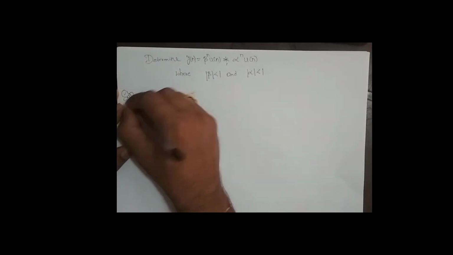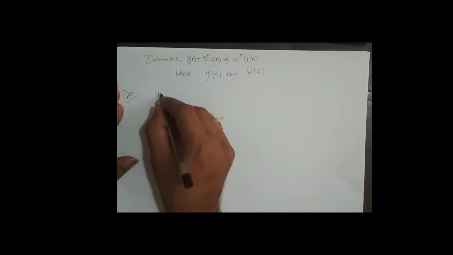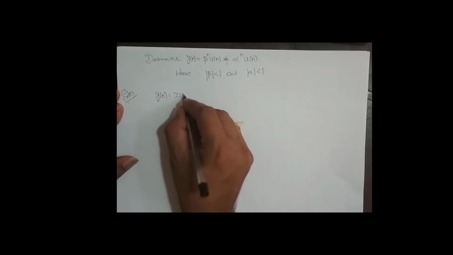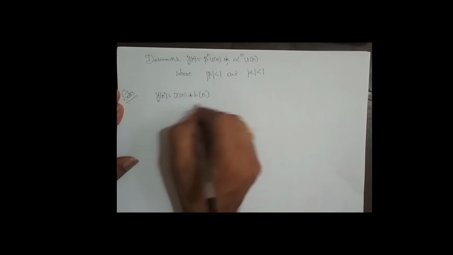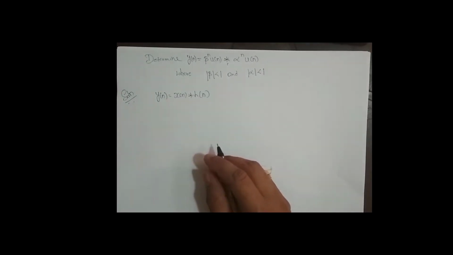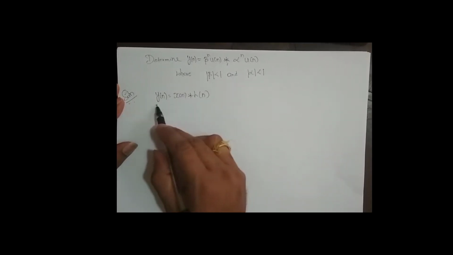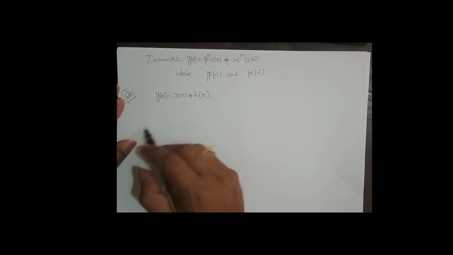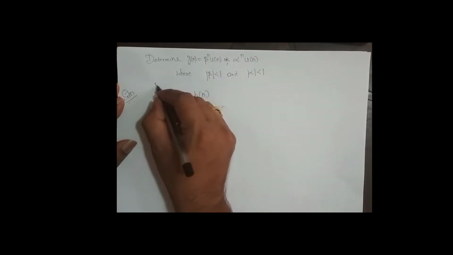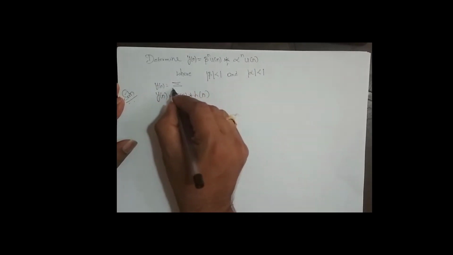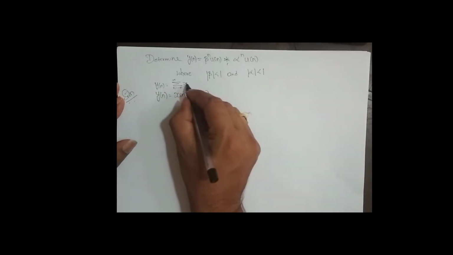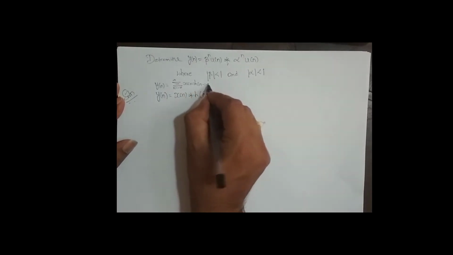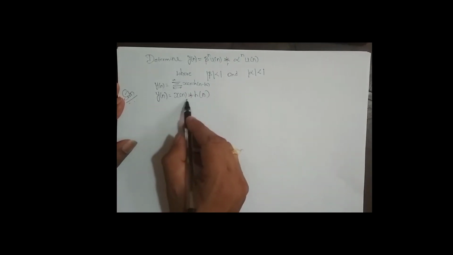First we shall sketch these two sequences. Before that, this is of the form y of n is equal to x of n star h of n. We saw this in our prerequisite video on convolution sum. The convolution equation can also be written in short form like this: y of n is equal to x of n star h of n. Instead of writing y of n is equal to summation k varying from minus infinity to infinity x of k h of n minus k, in short, we represent it like y of n equal to x of n star h of n.